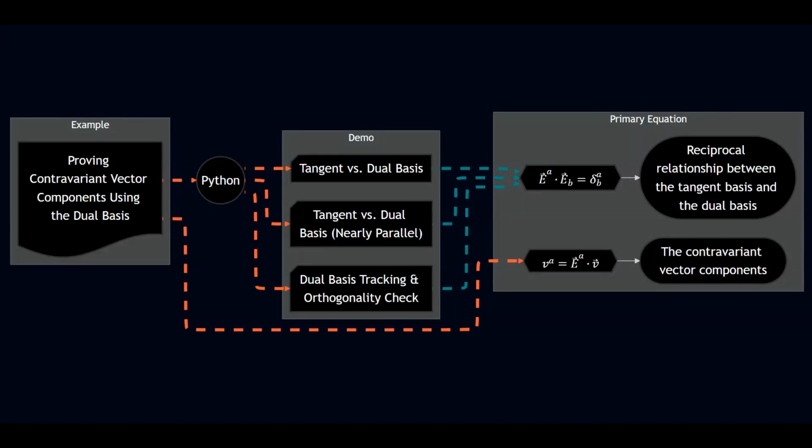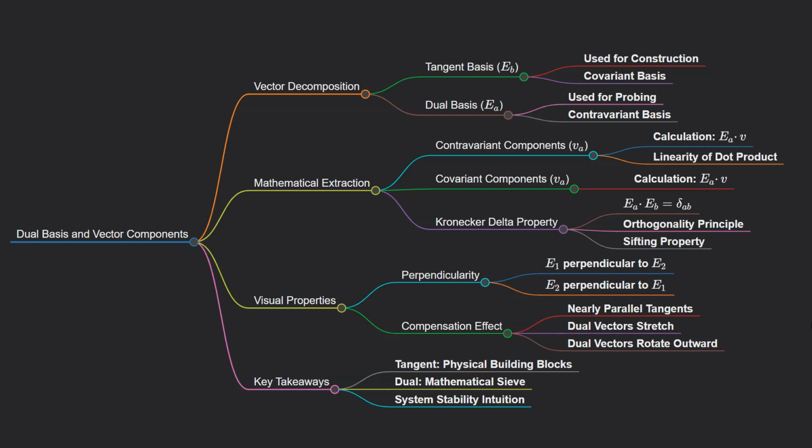The dance of construction and measurement. How dual vectors act as mathematical sieves. Imagine you are building a physical structure in space using two different types of tools: building blocks and measuring sticks.